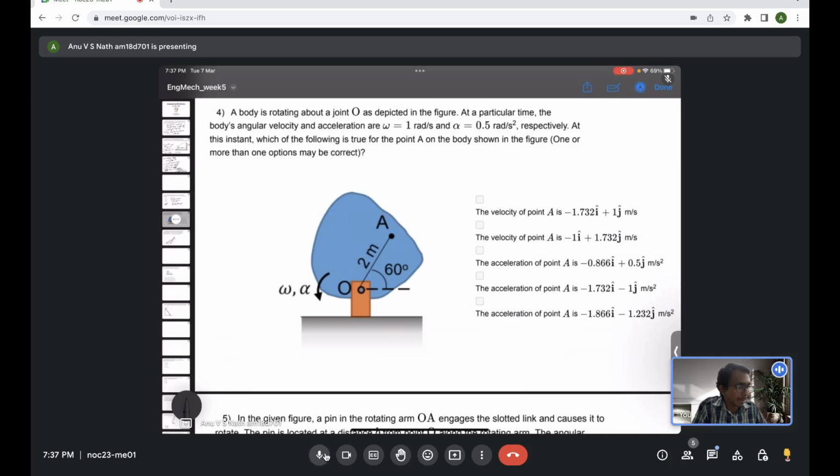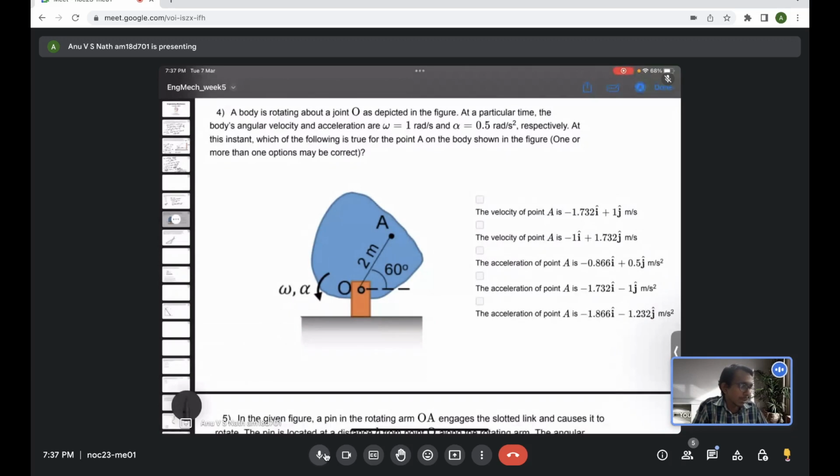A body is rotating about point O as depicted in the figure. At a particular time, the body's angular velocity and acceleration are 1 radian per second and 0.5 radian per second square respectively. At this instant, which of the following is true for point A on the body shown in the figure? There can be multiple correct answers.